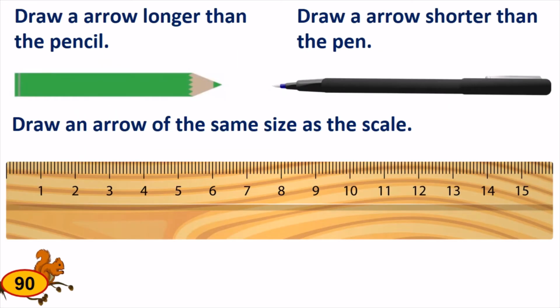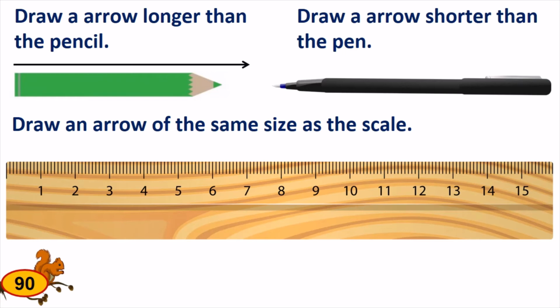Now the next question. The next question is, draw an arrow longer than the pencil. Now you can see one pencil which is in red and green color. So you have to draw an arrow which is longer than that pencil. So you will draw an arrow like this, which is longer than the given pencil.